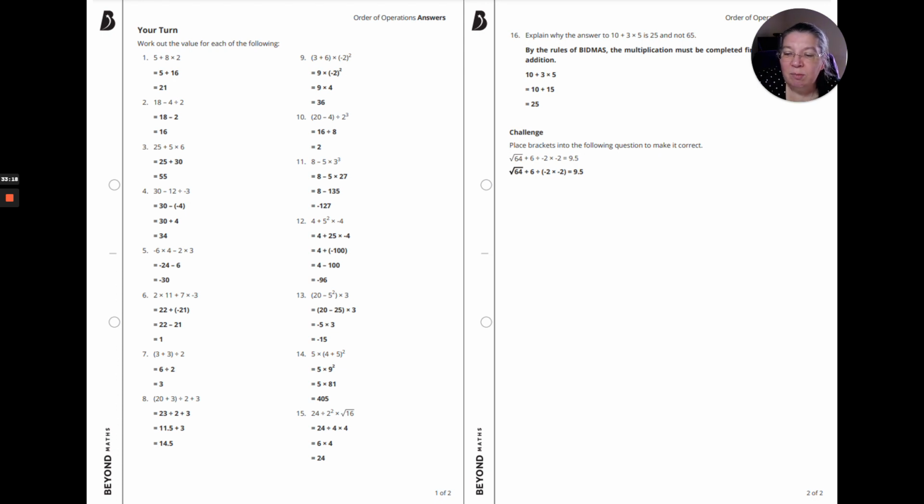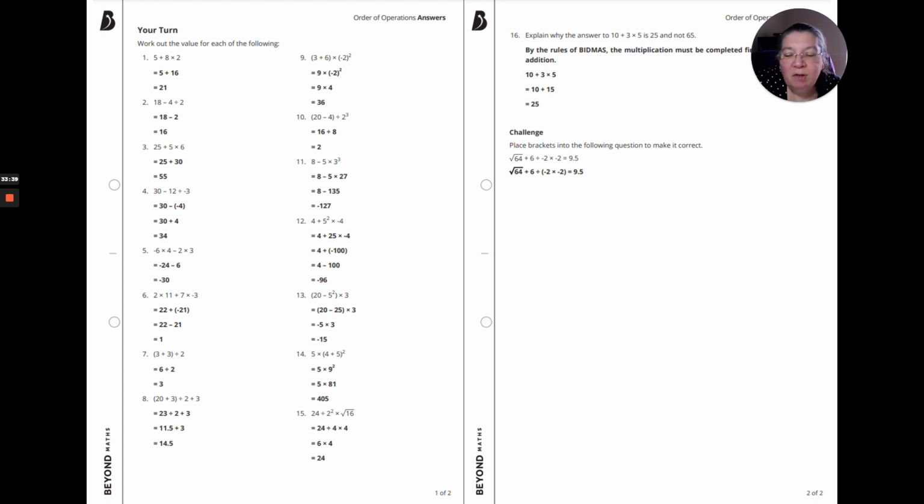Okay, 2 lots of multiplication to do here. Again, with some negative numbers. 2 times 11 is 22. 7 times minus 3 is minus 21. So a plus and a minus makes a minus. 22 minus 21 is 1.